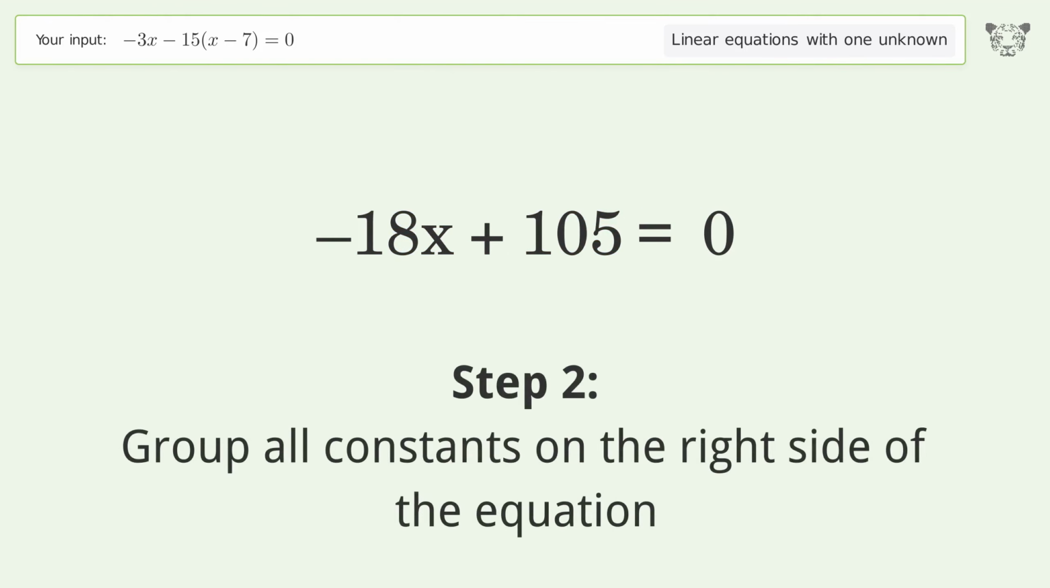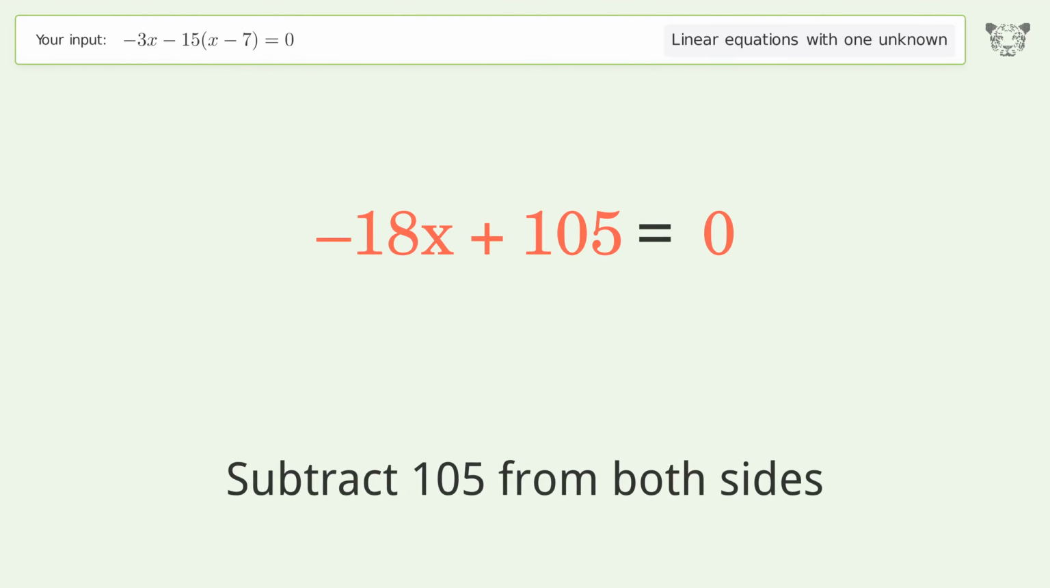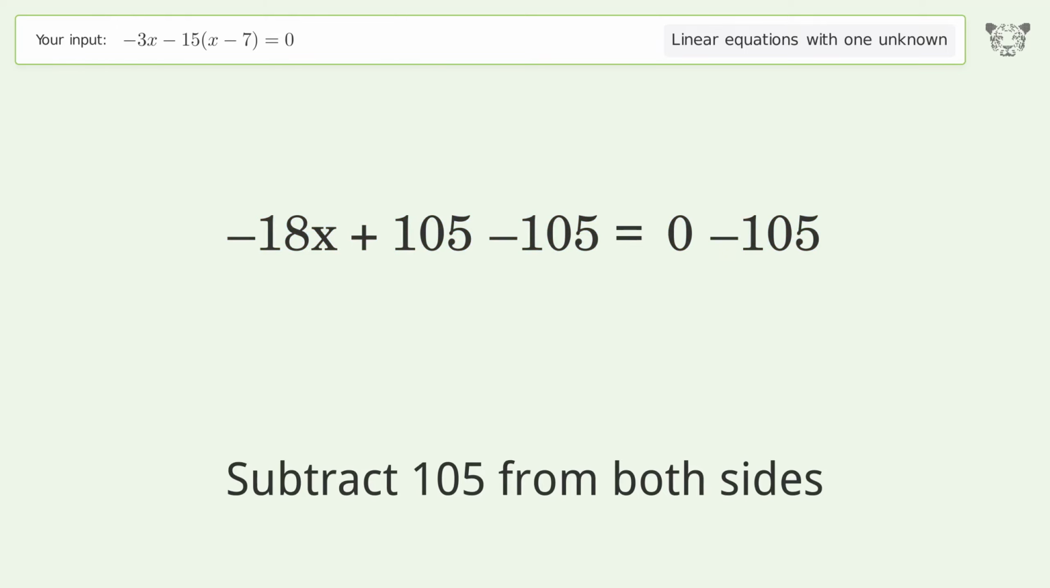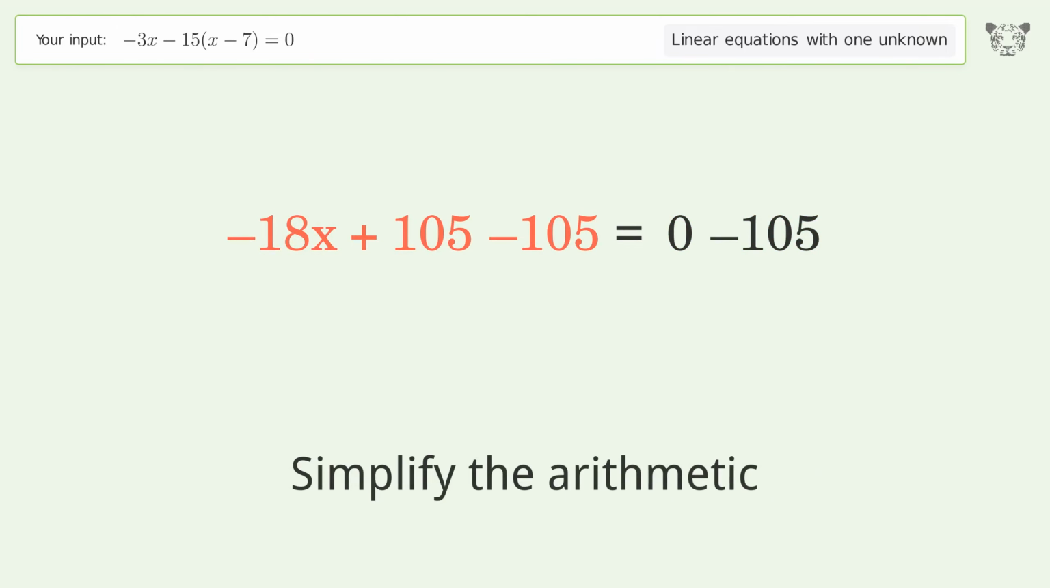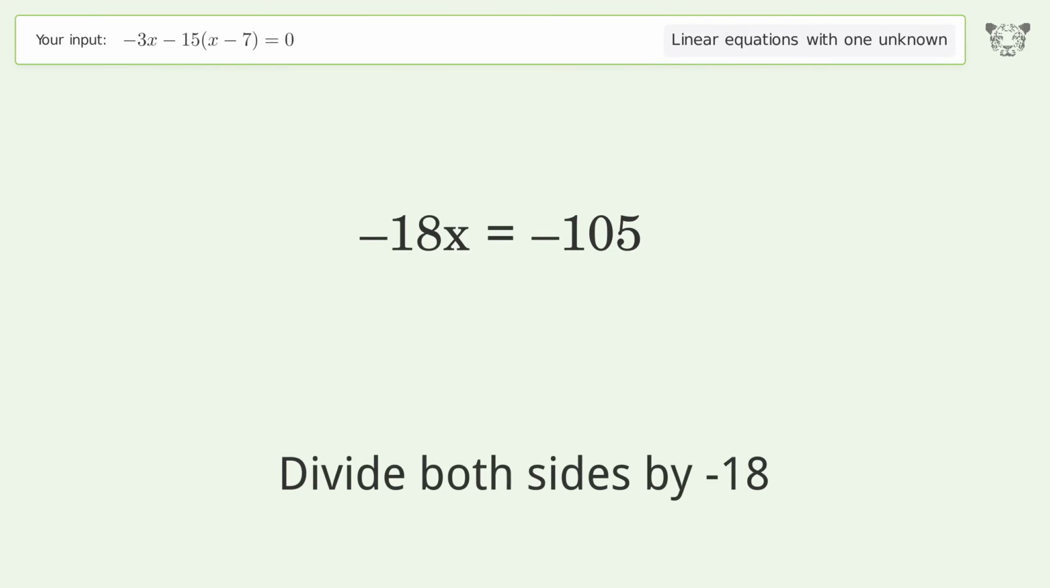Group all constants on the right side of the equation. Subtract 105 from both sides. Simplify the arithmetic. Isolate the x. Divide both sides by -18.